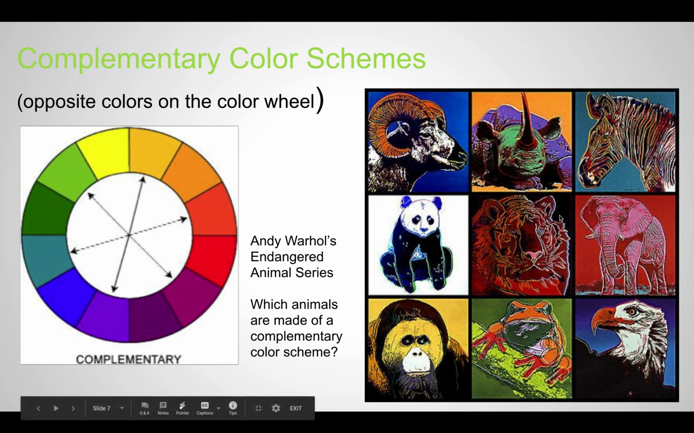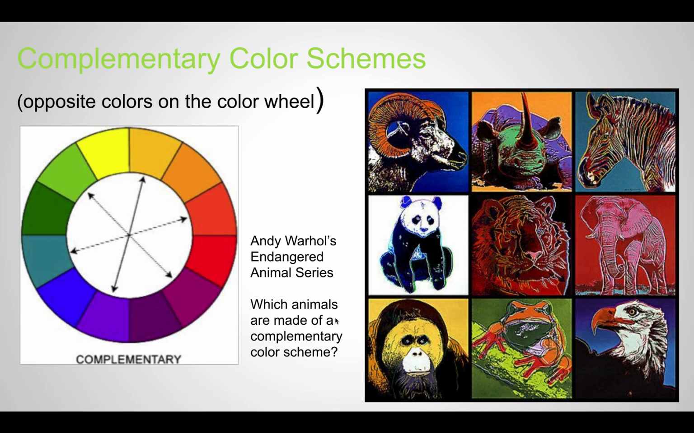So these are Andy Warhol's Endangered Animal series. Which animals are made of only complementary colors? Look at that for a second. Think about it. Colors that are opposite each other on the color wheel. Well, this ram up here is an example because it's orange and blue.